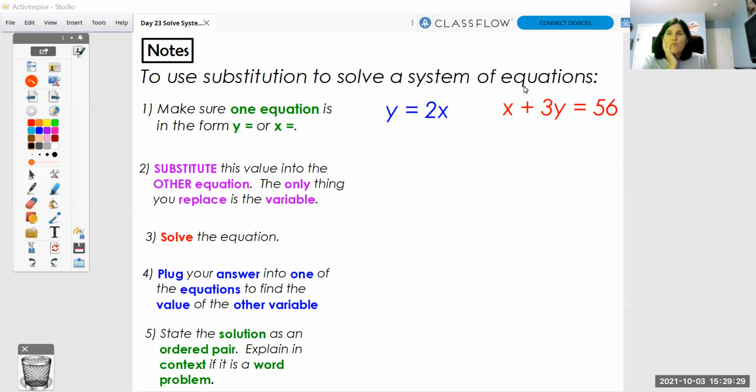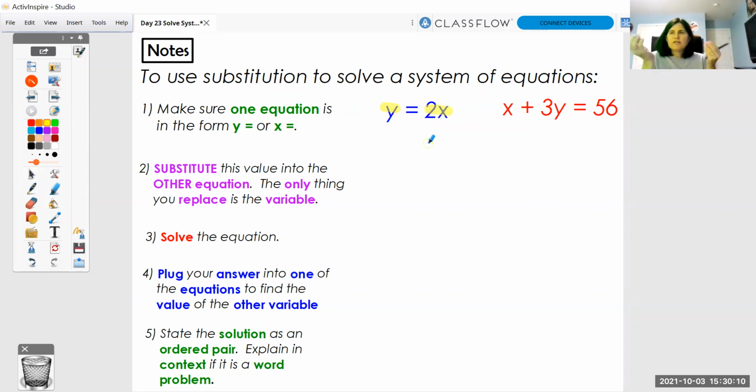Okay, so what the substitution method basically does is we take one equation and substitute it into the other equation, and then we solve it. So when you solve an equation, you guys know you can only have one variable, and we have two variables in each one of ours. But if you notice, the first equation is y equals 2x, and then we have x plus 3y equals 56. So if you notice here, we have y equals 2x.